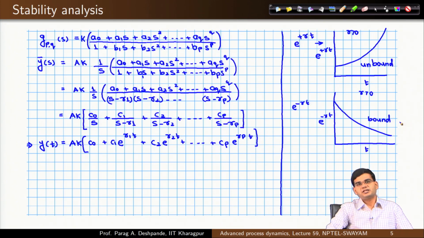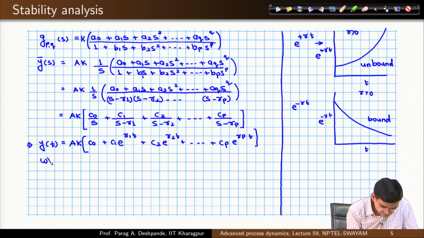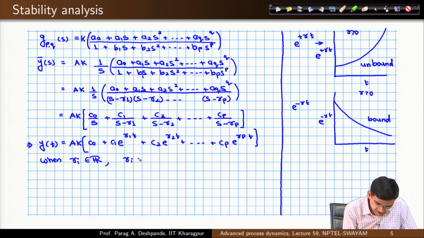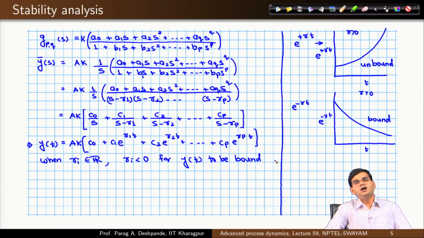You can find the minimum maximum in that case. So, when r i's are real, stability dictates that r i's must be less than 0 for y of t to be bound. If y of t has to be bound, then r i's have to be less than 0. You can see the graph on the right hand side.